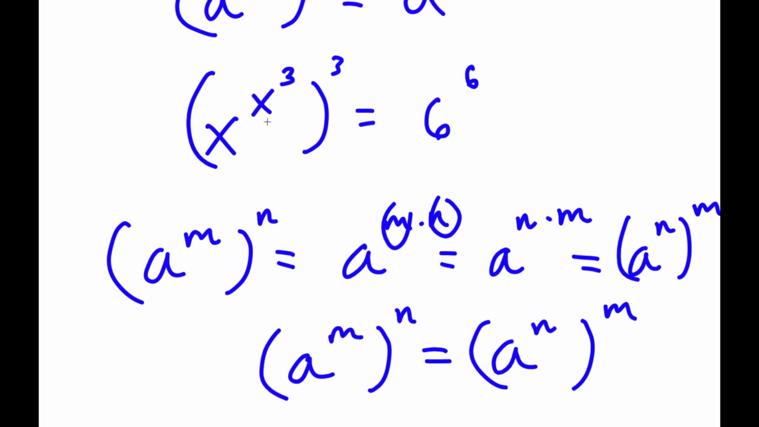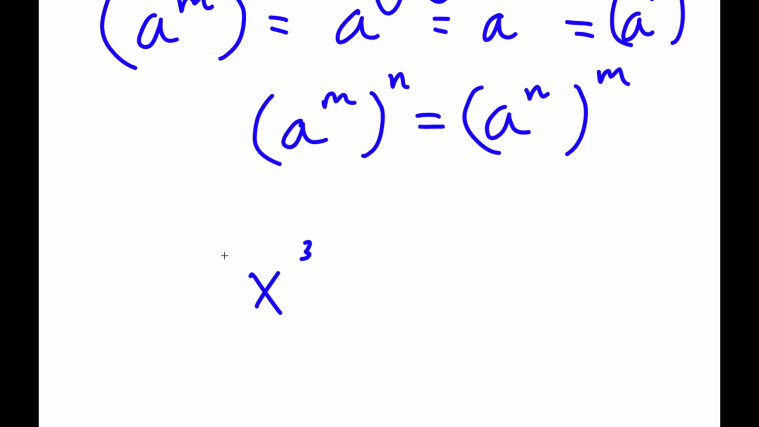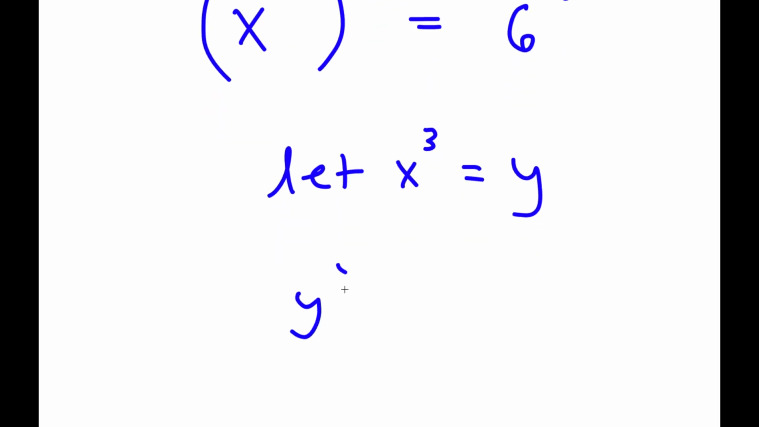So you could switch the places of these two exponents. So in this case, I have x to the power of x to the power of 3 to the power of 3, and I can think of x to the power of 3 as m and 3 as n. So this is the same thing as a to the power of n to the power of m. So if I switch these two places, I get x to the power of 3 to the power of x to the power of 3, which is equal to 6 to the power of 6. Now I'm going to let x to the power of 3 equal to the variable y. So now I have y to the power of y is equal to 6 to the power of 6.